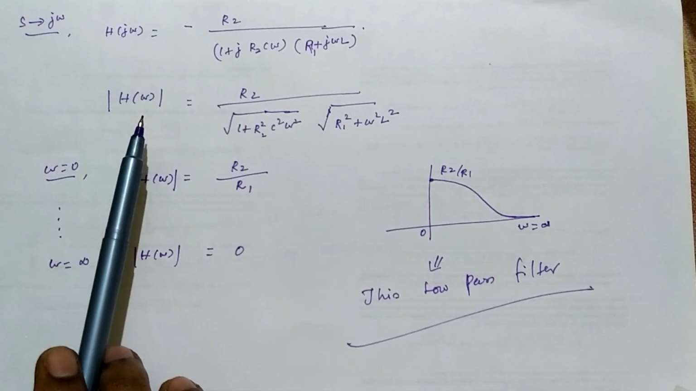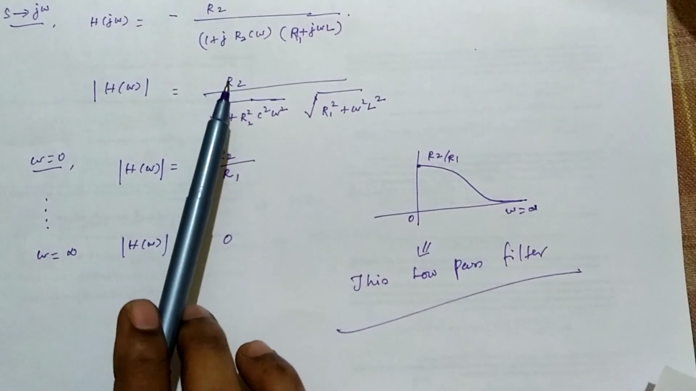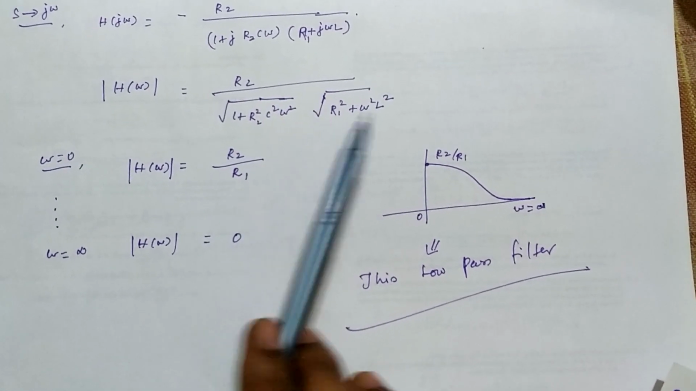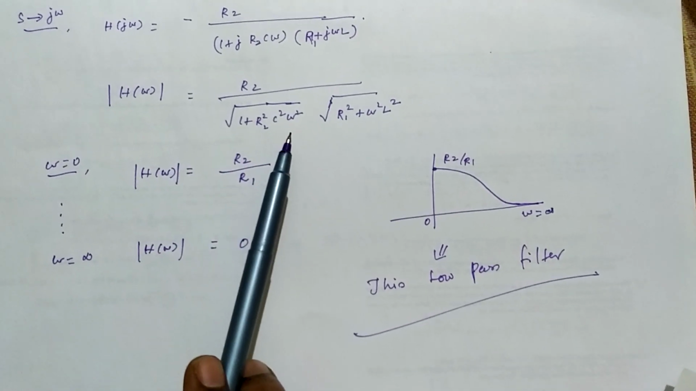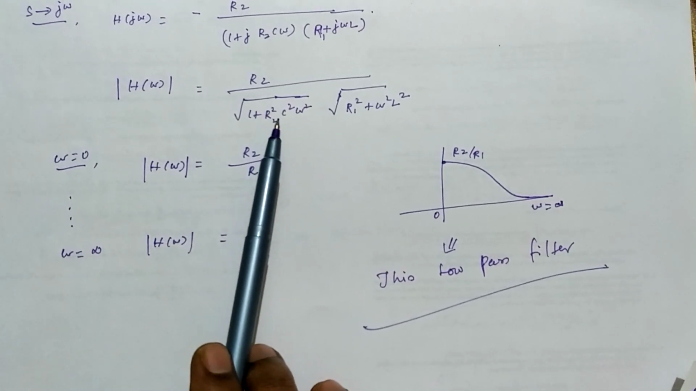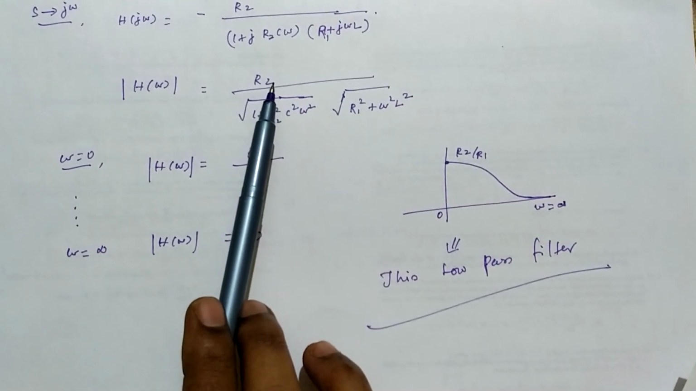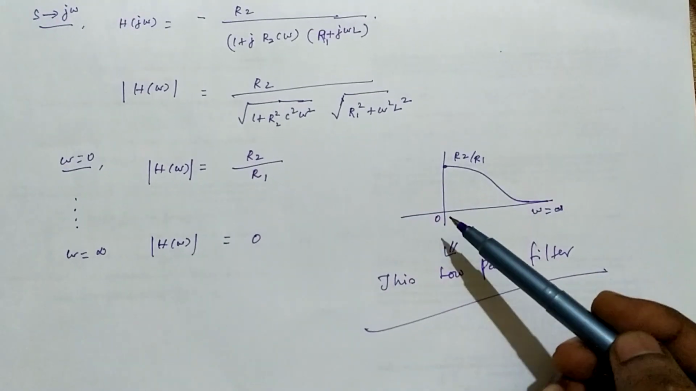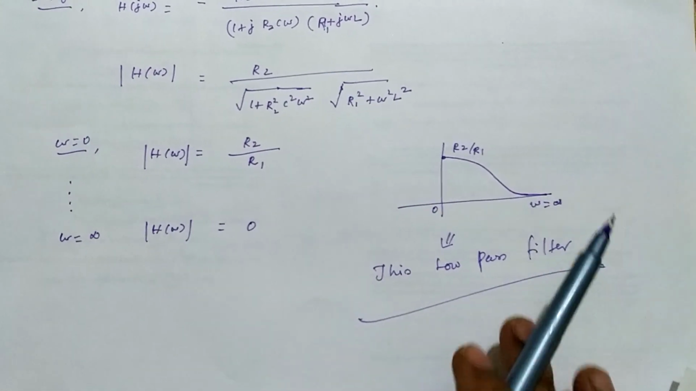Take the magnitude of this H of J omega; the minus goes off, and we have R2 over the first term and the second term. So the magnitude is a function of omega. When we apply omega equal to 0, this term is 0 and this term is also 0. We have the answer R2 divided by R1. So when omega is equal to 0, the magnitude is R2 divided by R1.